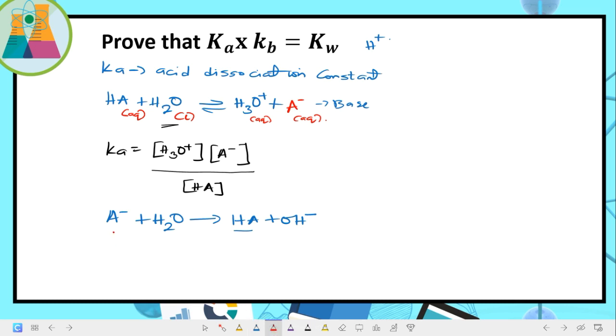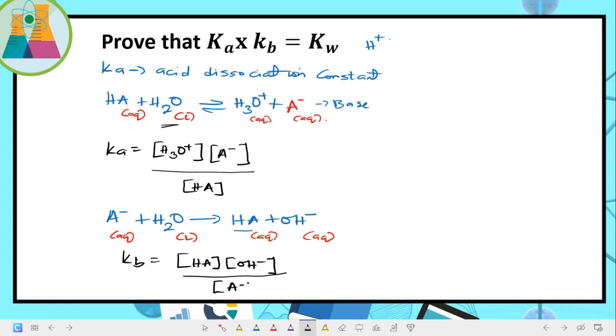Now let's write the states. This is aqueous, this is pure liquid, this is aqueous, and this is aqueous. Now every ion you see is aqueous. Are you getting it now? All ions are aqueous. Then HA is an acid, is aqueous. Then this one is liquid. Now what will be your base dissociation constant? Kb would be, we said, the concentration of the products, which is HA and also OH minus, divided by that of the reactant, which is what? A minus.